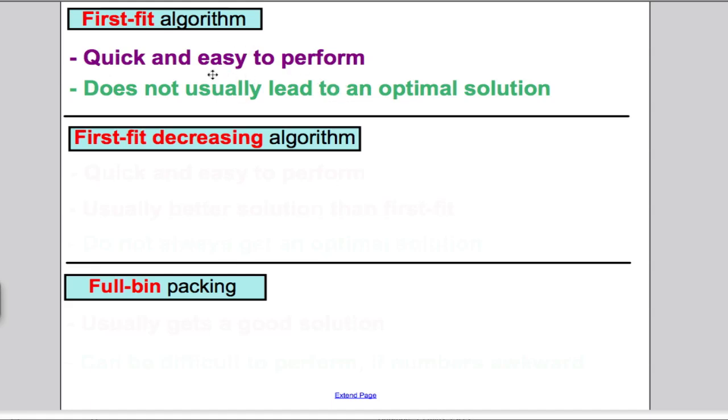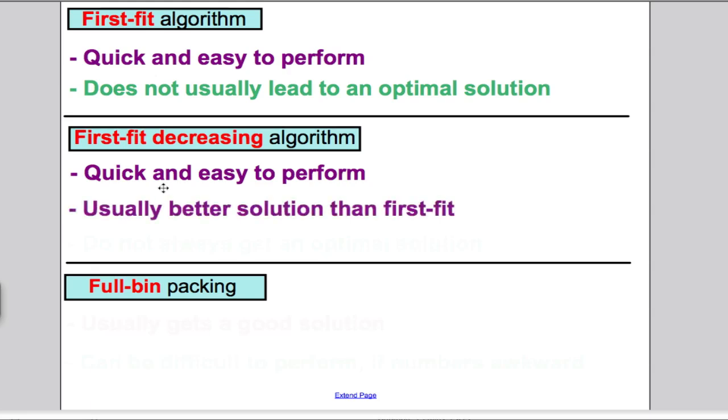So that's its downside. The first fit decreasing, well, what was good about that? Well, again, it was quick and easy to perform. All we had to do was put the numbers in order first, and then it was the same as the one above. Over and above that, it did tend to get a better solution than the simple first fit. So that was very good. However, it did not always get us an optimal solution. There were times where it didn't give us a great solution, so that's a problem for it.